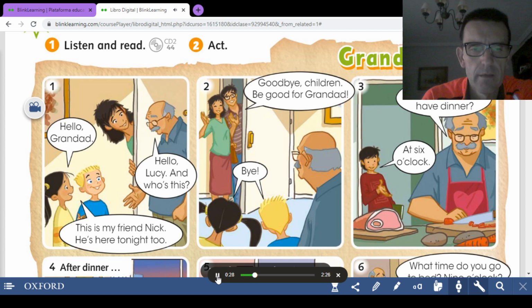Well, pay attention because there is a question. So you pronounce the sentence with the intonation of a question. Don't say, hello, Lucy, and who's this? No. Hello, Lucy, and who's this? The intonation, important, okay? So, in the first picture, is there a word or a phrase that you don't understand the meaning of? Hello, Lucy. Who's this means, ¿quién es este? Who's this? This is my friend Nick.